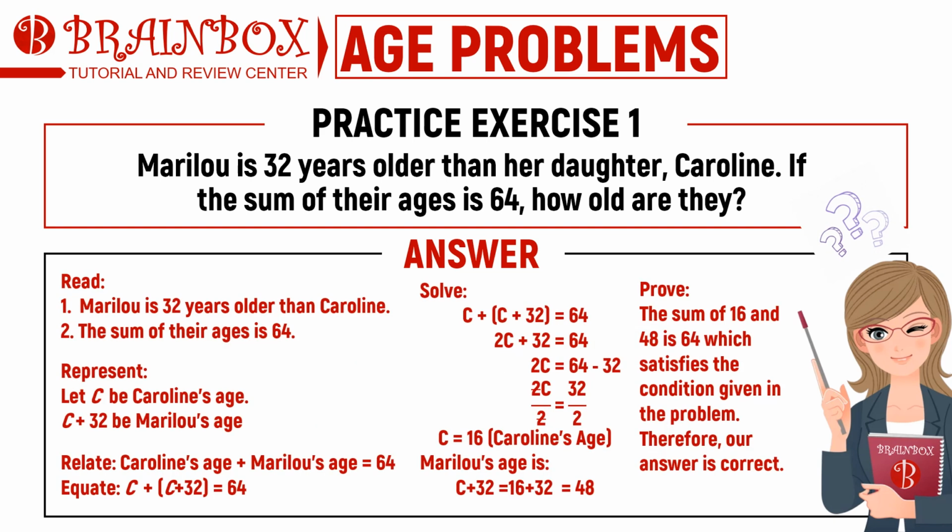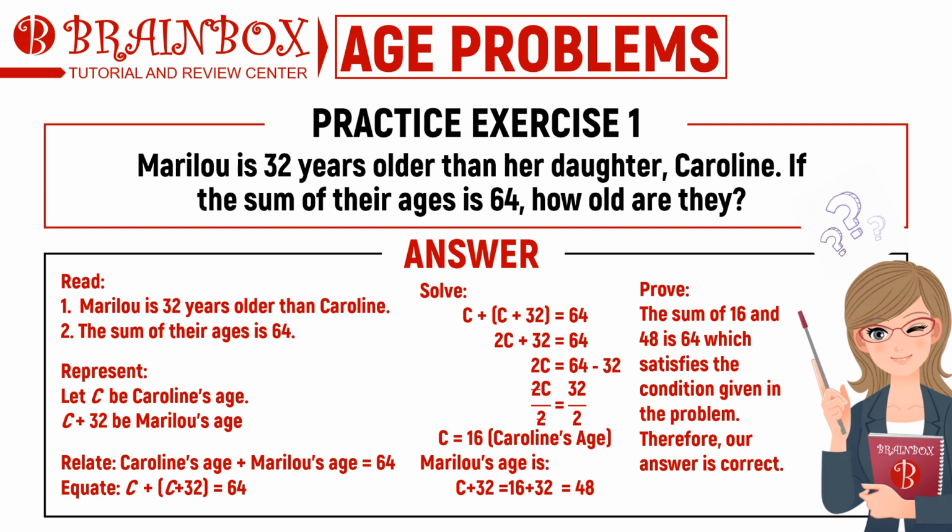Time is up. Caroline is 16 years old while Marilou is 48 years old. Reading the problem, we know two things. First, Marilou is 32 years older than Caroline. And second, the sum of their ages is 64.